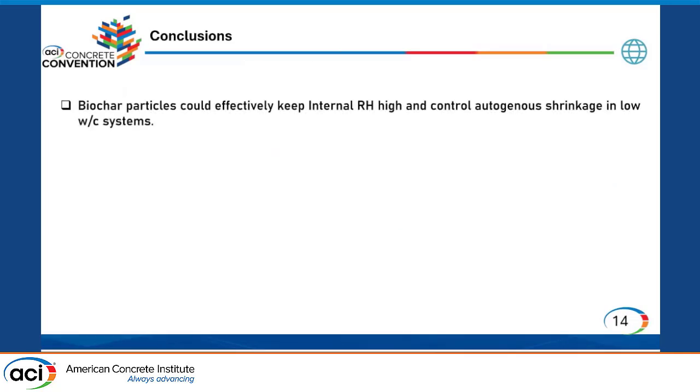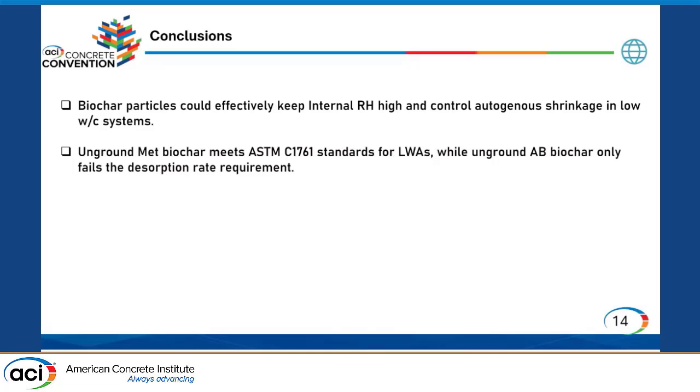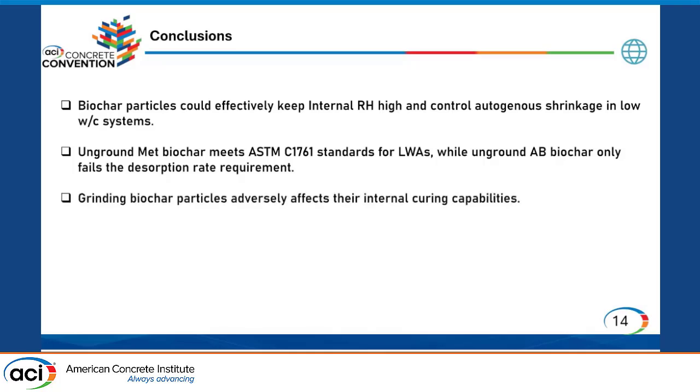So to wrap up, the main conclusions based on this study were that biochar particles could effectively keep internal relative humidity high and control autogenous shrinkage in low water-cement ratio systems. And we saw that unground biochar particles completely satisfy ASTM C7061 requirements, while using AB would result in failing only the absorption requirement. We saw that grinding biochar particles is not only time-consuming, energy-consuming, and costly, but also would adversely affect their internal curing capabilities.